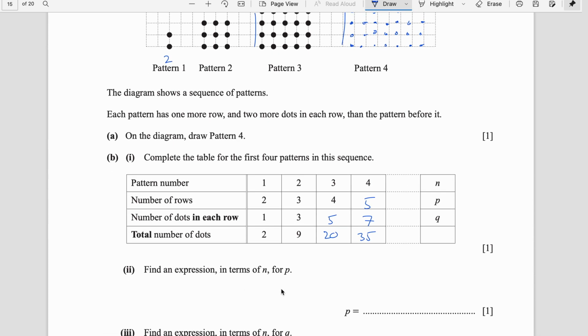Final expression in terms of n for p. Now you see this is 2, 3, 4, 5. Whatever n is, it is 1 more than that. So this should be n plus 1.